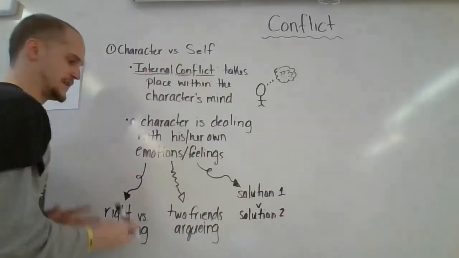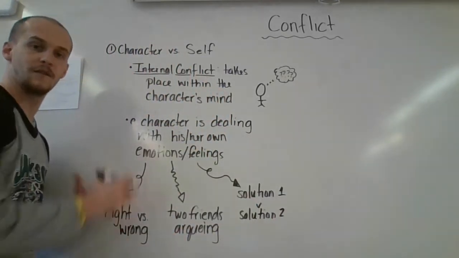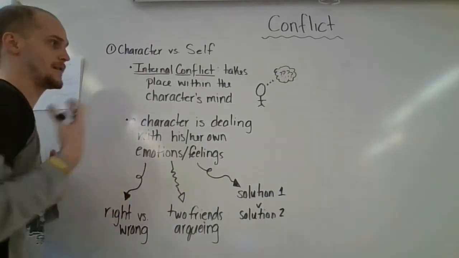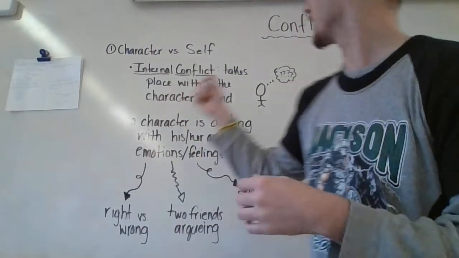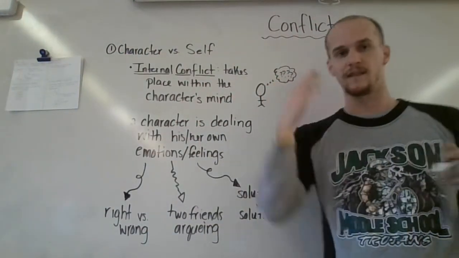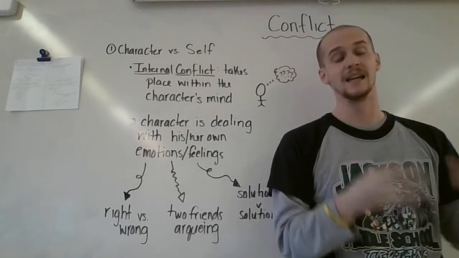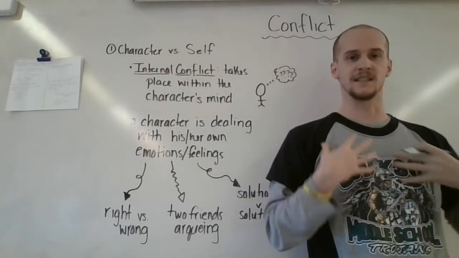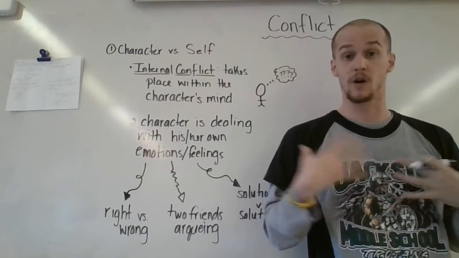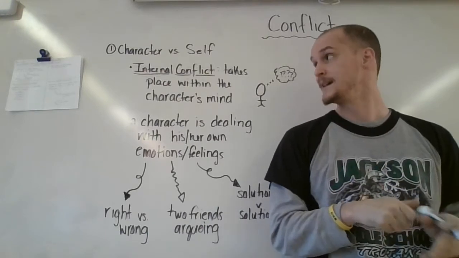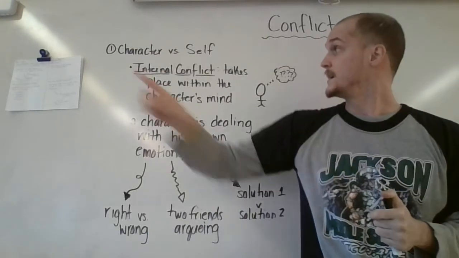And there are more, but these are just 3 different examples of this type of conflict, a character versus self conflict, where the conflict, again, takes place within the character's brain. It can't really be seen or touched. It's just something that the character, him or herself, is dealing with inside, or internally.